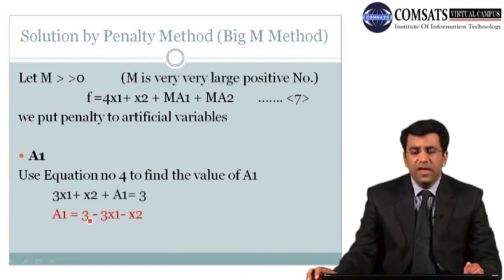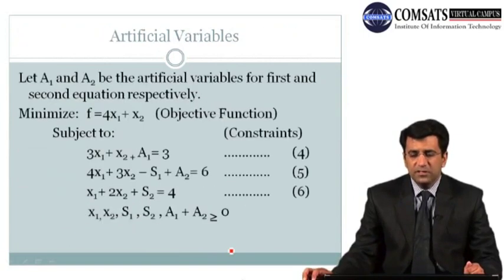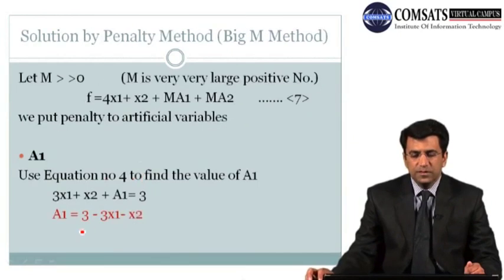Now we will have to calculate the values of these artificial variables, that is a1 and a2. Use equation number 4 to find the value of a1. Now class, we have this equation number 4, that is 3x1 plus x2 plus a1 is equal to 3. We will calculate the value of a1 from this equation, and if we take these values of x1 and x2 to the right hand side of the equation, the value of a1 will become 3 minus 3x1 minus x2. That is a1 is equal to 3 minus 3x1 minus x2.